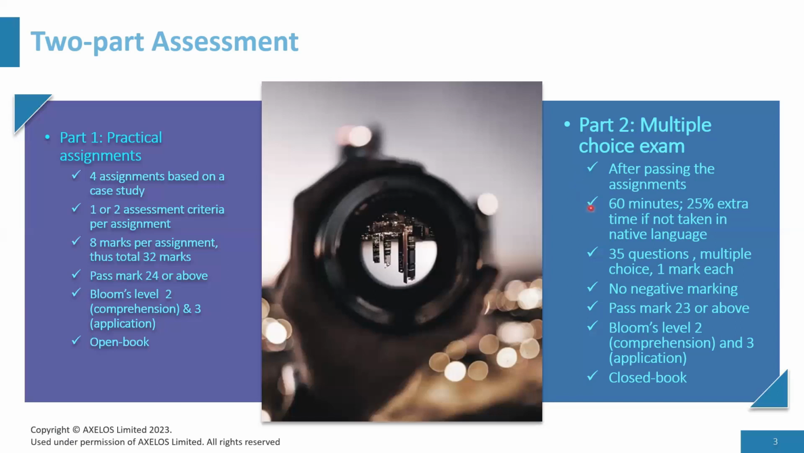The exam is for 60 minutes, an hour that is. If you're not taking the exam in your native language, then you get 25% extra, which is 15 minutes more. The exam has 35 questions. It is multiple choice, 1 mark per question, no negative marking. You need to obtain 23 or more to pass the exam. The questions are at Bloom's level 2 and 3, meaning you need to understand the concepts from the SDIT course and you need to apply those concepts as well in some of the other questions. It is a closed book exam.